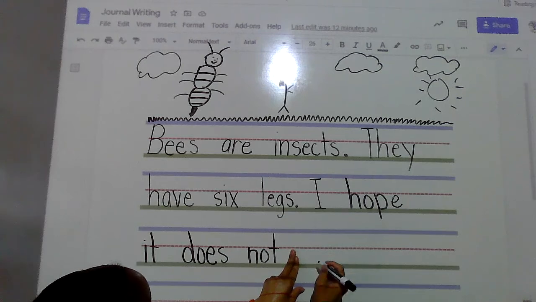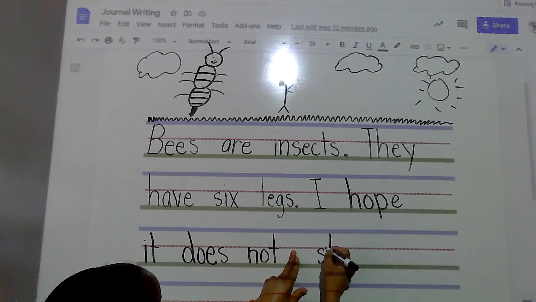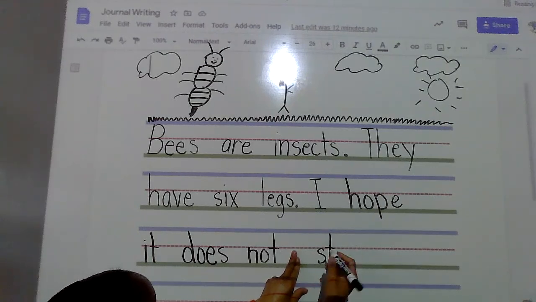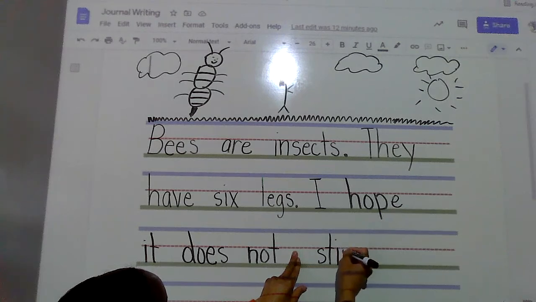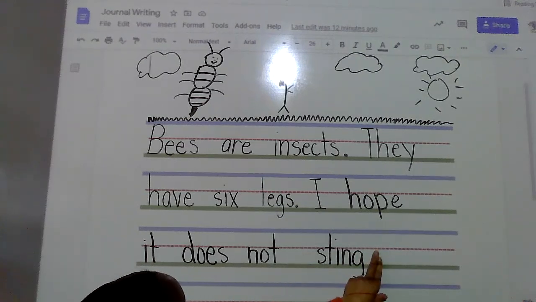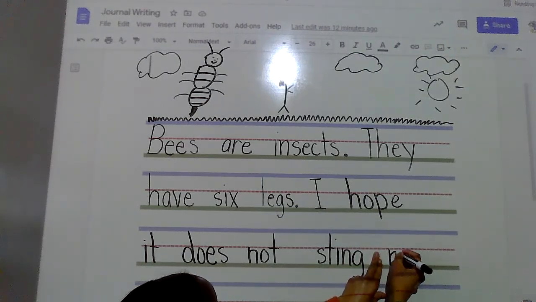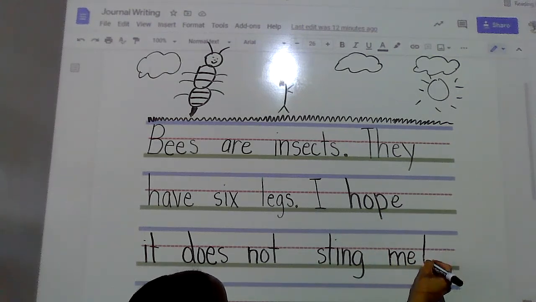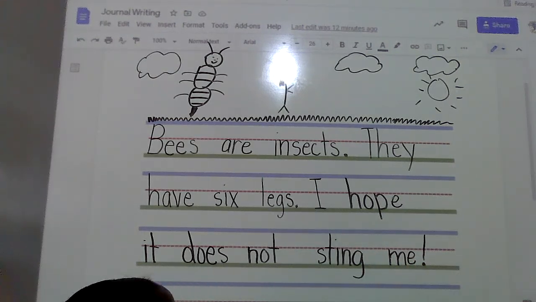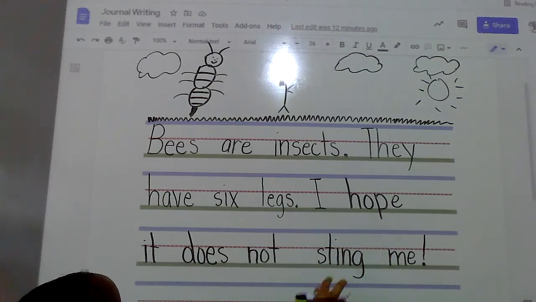I hear st, st. I hear that st. Blend. St, st, st. And then I hear ing, ing, ing. So there's 3 letters that work together to say ing. I, N, G, ing, ing, sting, me. And that is a power word. I'm going to put an exclamation point because this feeling is more of like a nervous feeling. I hope it does not sting me.